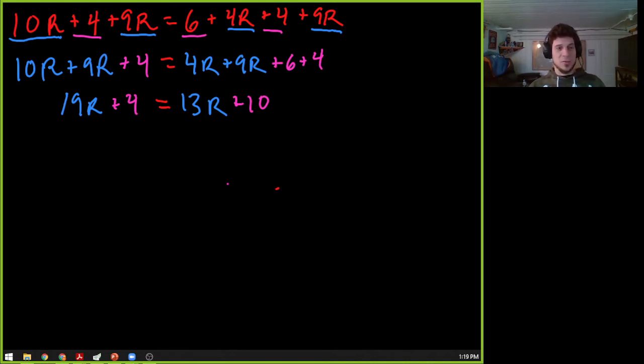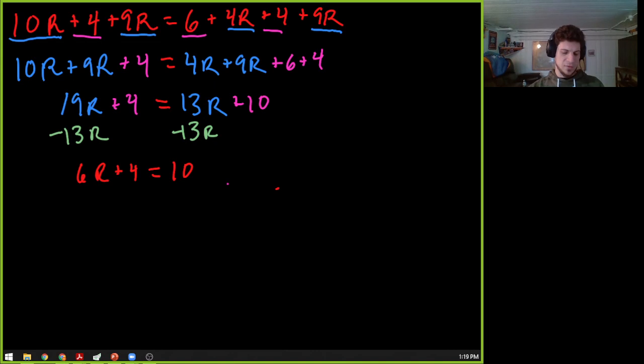Let's get all the r's on one side. I'm going to move the 13r on the right over to the left. I can do that by subtracting 13r from both sides. So 19r minus 13r, we are left with 6r, plus 4 equals... and 10 on the right, so positive 10 there. 6r plus 4 equals 10.